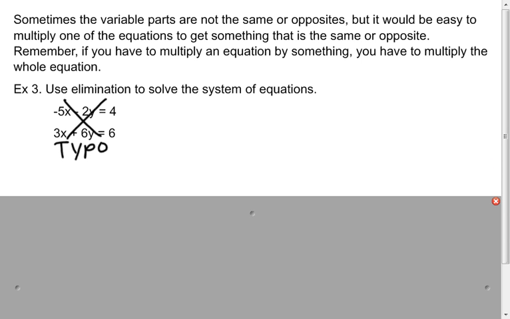By the way, there's a typo here. Let me tell you what the correct problem was supposed to be. 5x minus 6y equals 17. Negative 10x minus 9y equals negative 43. I just put the wrong problem up there. The one that I gave you wouldn't have worked. So here's one that will.